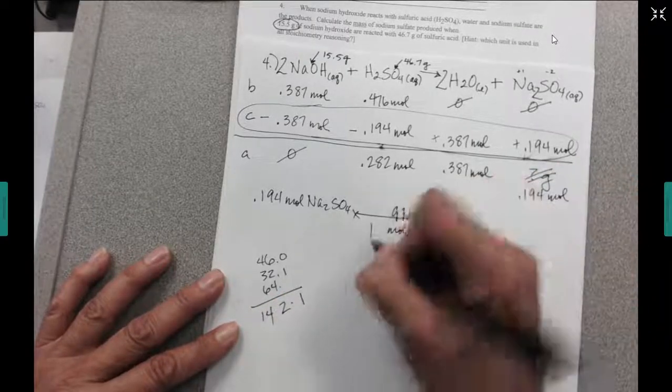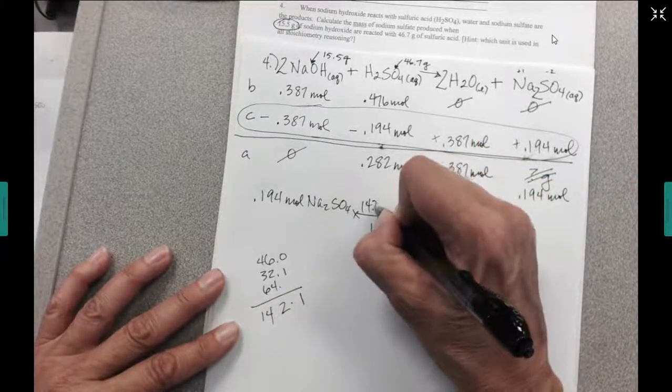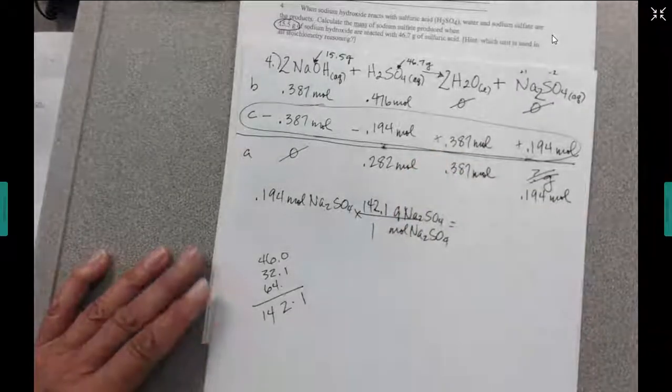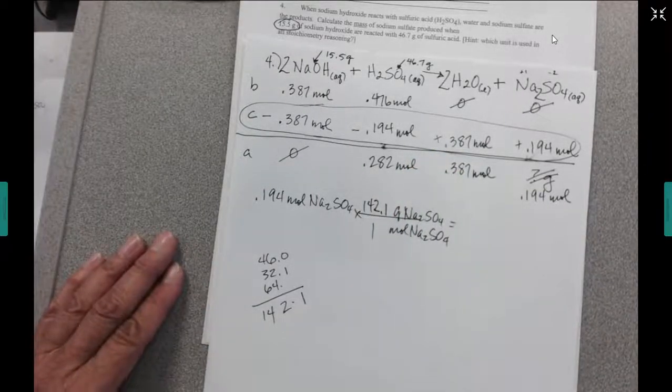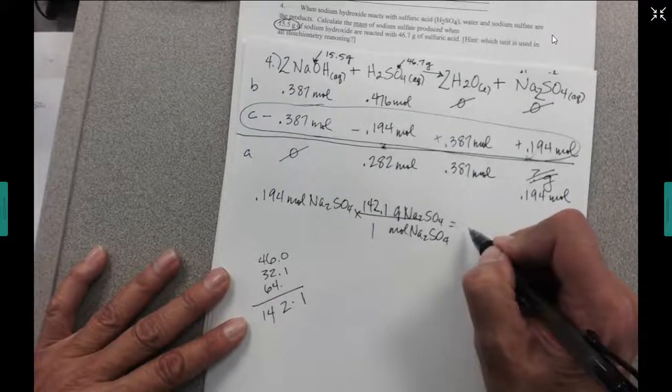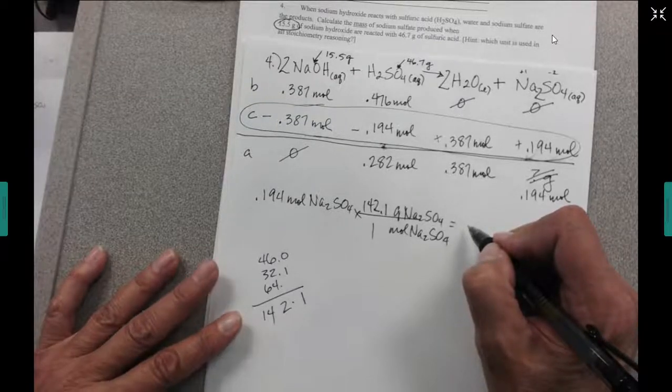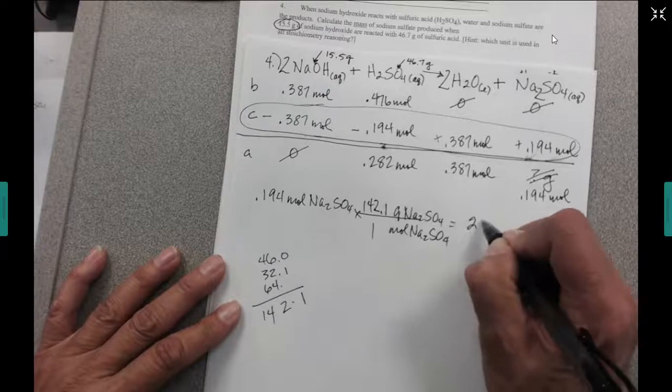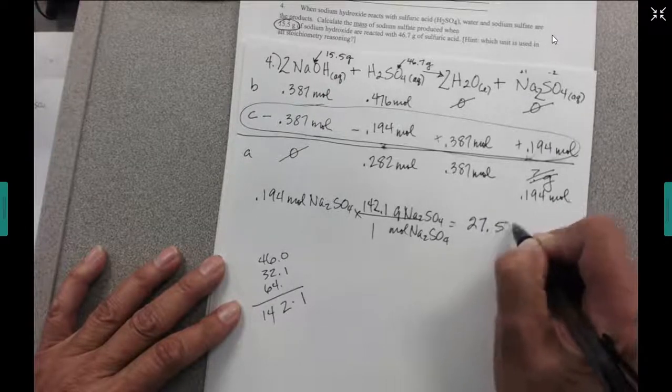$142.1 it looks like per mole. All right, what's 0.194 times 142.1 if I did my math right? No, it's much bigger than 0.001. How much? 27. 27? Yeah, 0.5674.